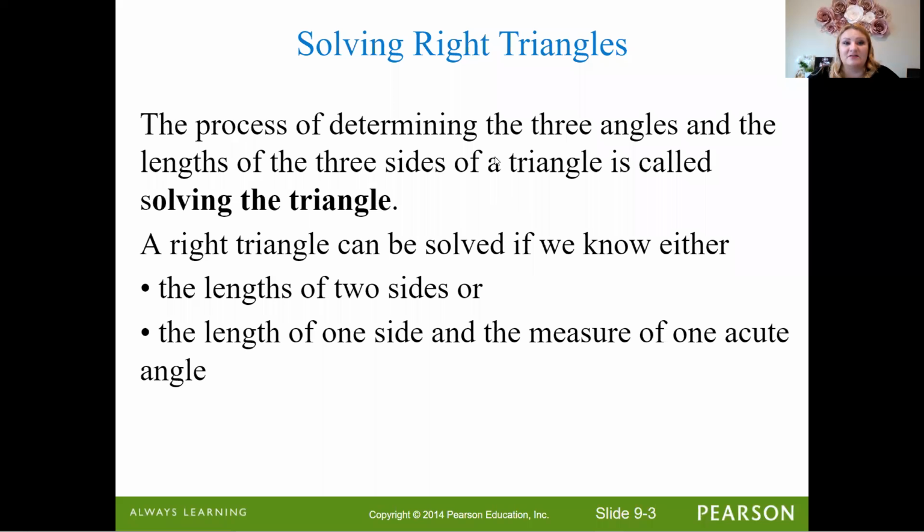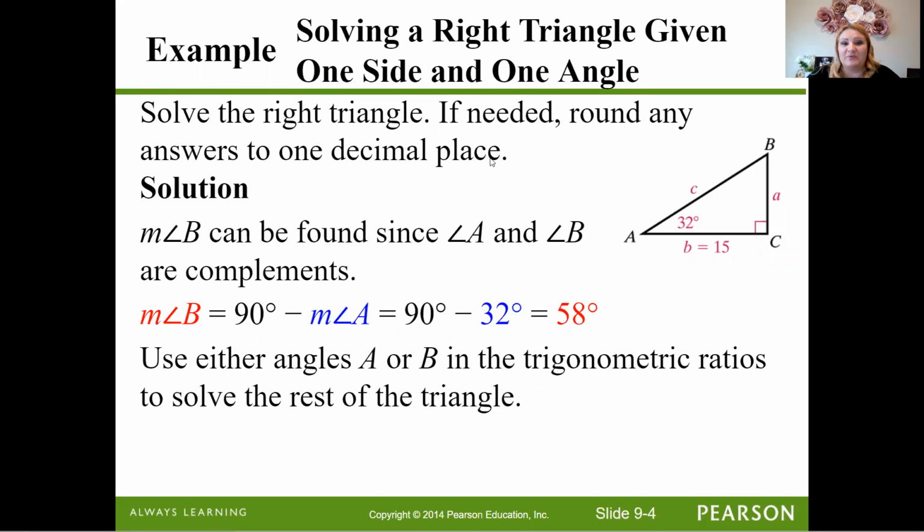Okay, next, when you're solving a right triangle given one side and one angle, you are going to be solving this by looking at angle B. It can be found since angle A is 32 degrees and we don't know what angle B is, but they are complementary angles and we know what angle C is. So angle C is going to be 90 degrees.